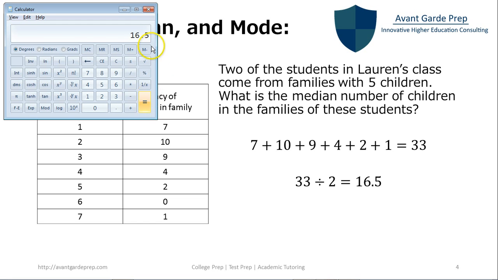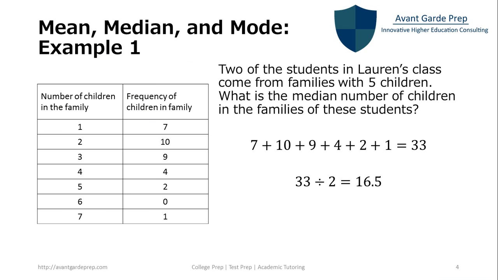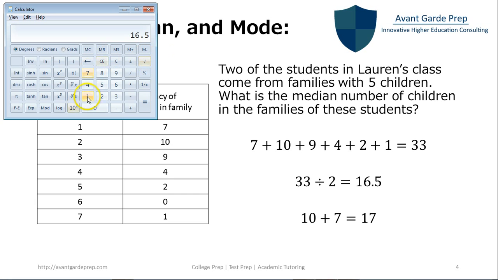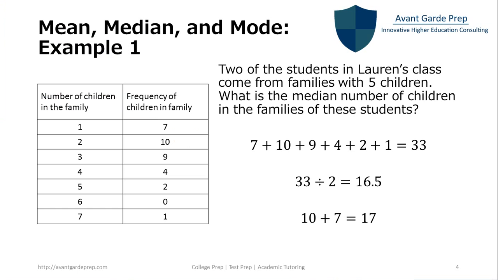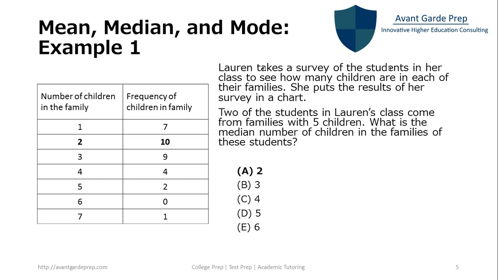Now, if we look at the frequency chart, we can see that the top two rows actually equal 17, because if you add 10 and 7, the first two rows, 10 plus 7, we get 17. So because this is a frequency chart, we can tell that the 17th student in a numerical arrangement would have 2 children in the family. And you can see that answer choice A is 2, and so the median number of children in families for these students is actually 2, because that 17th individual, when the number set is arranged numerically, is 2.